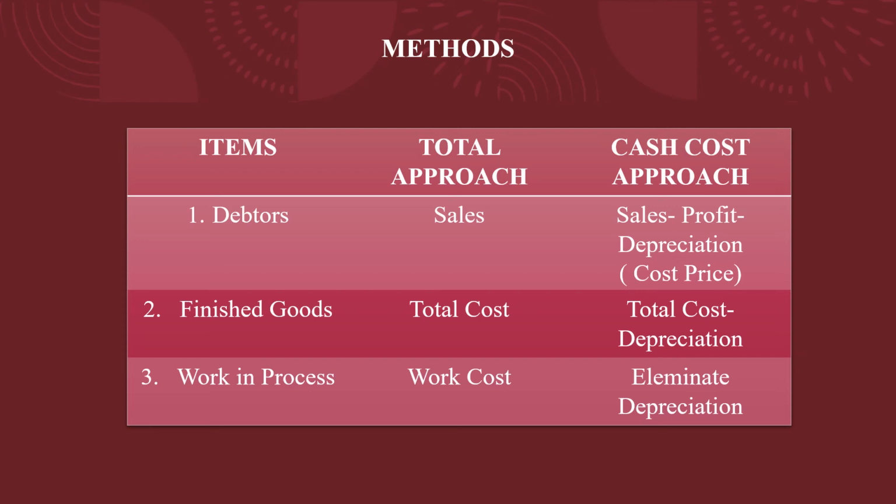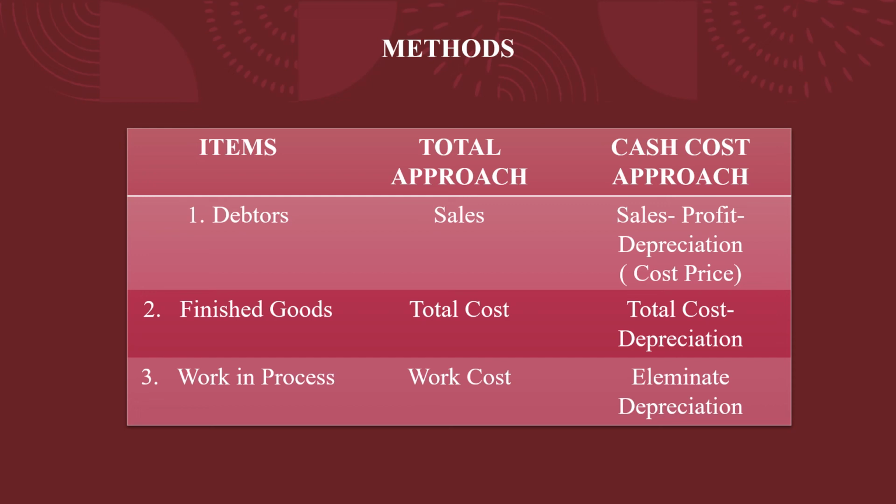Now again, the third item, that is the work in process. In the total approach method, we calculate it on the basis of work cost, and in the cash cost approach, we need to eliminate the depreciation part from the work cost.